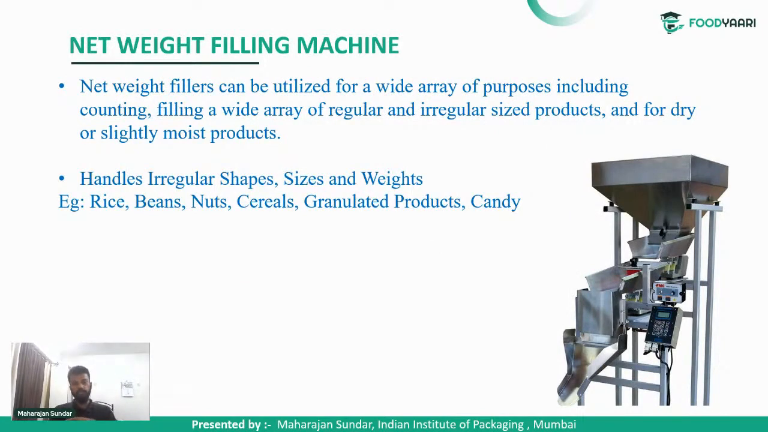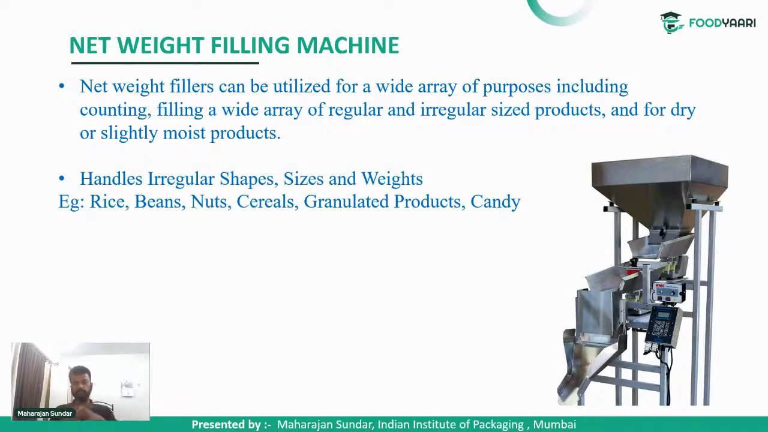Net weight filling machines are the oldest, and they are also used for packing regular and irregular sized products, and for dry and slightly moist products. These handle irregular shapes, sizes and weights. For example, rice packaging, beans packaging, nuts packaging, cereals, granulated products or candy.